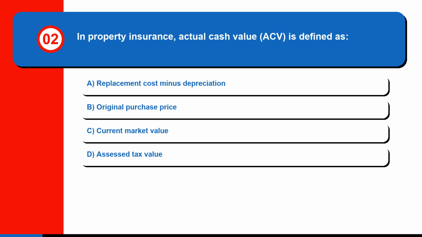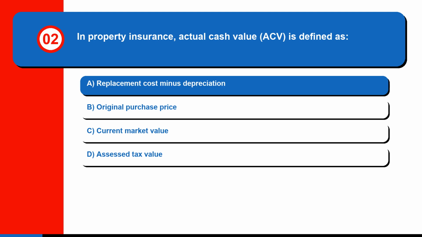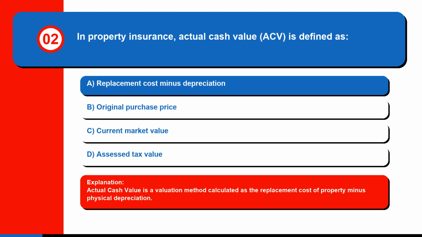Question 2. In property insurance, actual cash value, ACV, is defined as A. Replacement cost minus depreciation, B. Original purchase price, C. Current market value, or D. Assessed tax value. The correct answer is A. Replacement cost minus depreciation. Actual cash value is a valuation method calculated as the replacement cost of property minus physical depreciation.